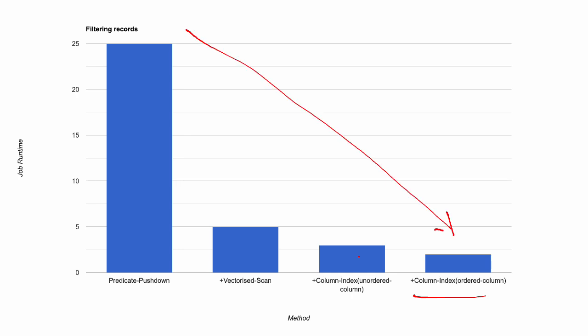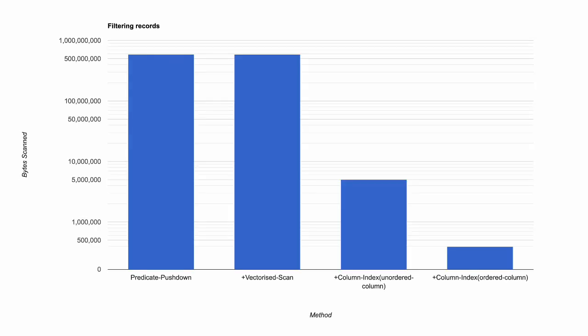So you see there is a strong savings in terms of job runtime. And a similar saving is there in the bytes scanned. So if you have predicate pushdown, in our example, we ended up reading all the 560 megabytes. Vectorized scan does not filter out records. We ended up reading the same number of bytes. However, it was faster. But with column index, when we used the statistics of the page, that bytes scanned dropped to close to 5 megabytes.